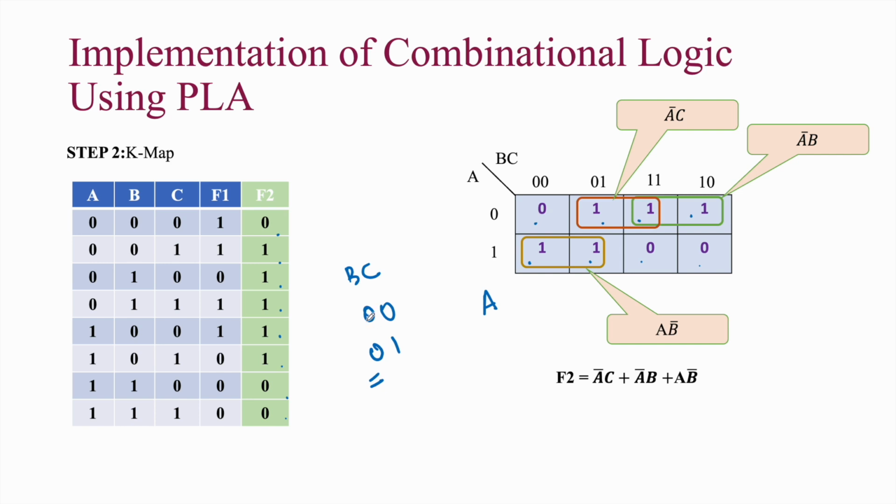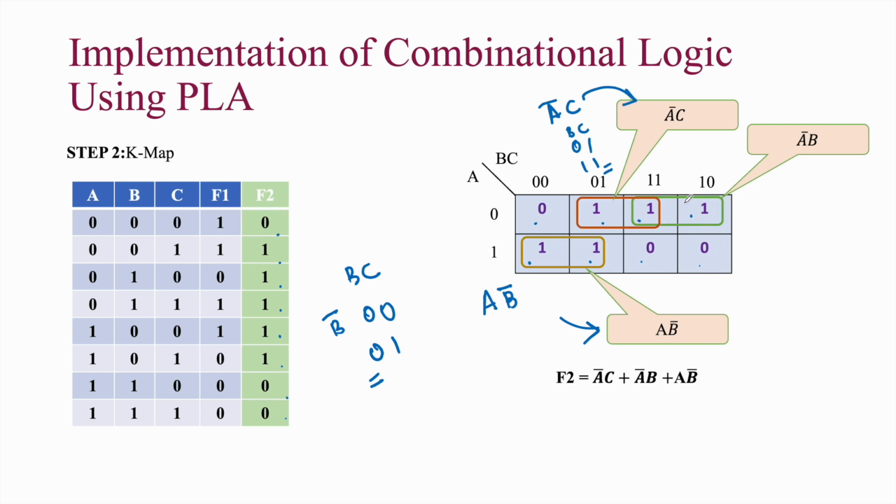So B is common. Since it is in inverted form, we write B bar. Therefore, A B bar becomes the expression. When we look into this group, we have A bar in common. When we look column wise, it is 0, 1 and 1, 1, which is nothing but C. C is common, therefore A bar C.